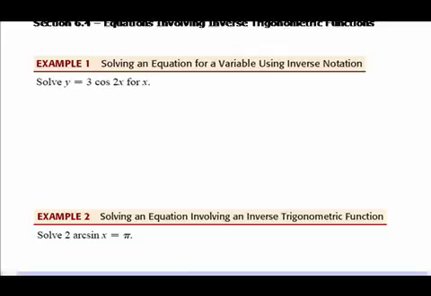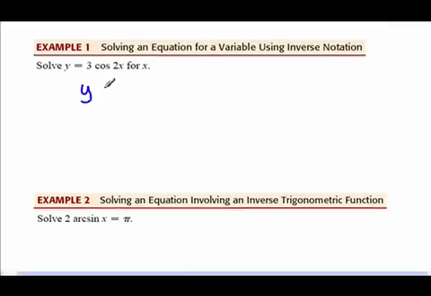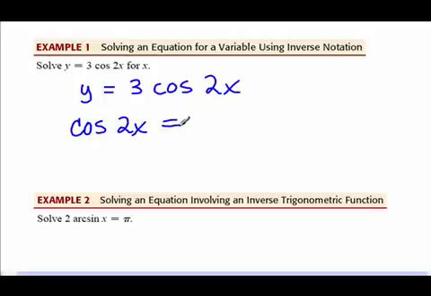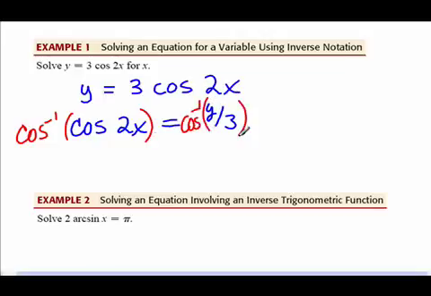So we have y equals 3 cosine 2x. Let's get the cosine 2x part alone. So we'll divide both sides by 3. So we have cosine 2x equals y over 3. Okay? And then here's what's meant by the title of this section. You are going to turn around and take the inverse cosine of both sides. Take the inverse cosine.